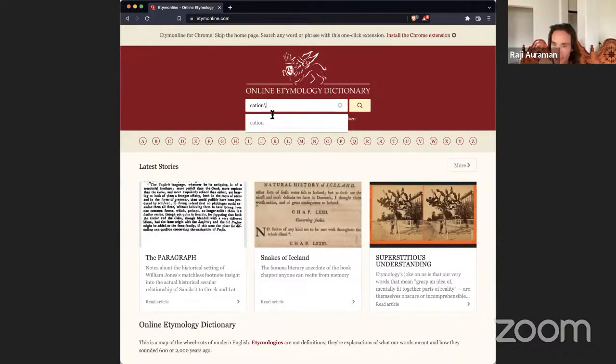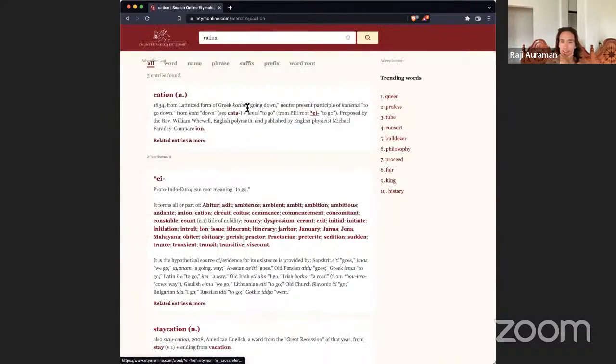The etymology of cation is "to go down." Kata, down, and ion, to go, from the Proto-Indo-European root ei, to go. All right, now quickly, let's go to anion.